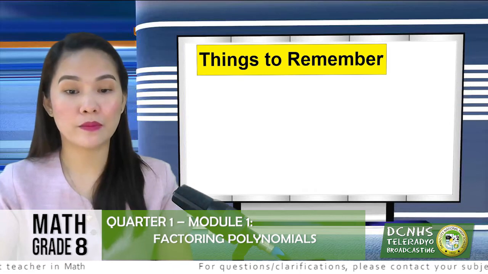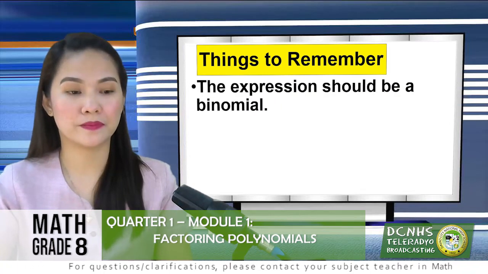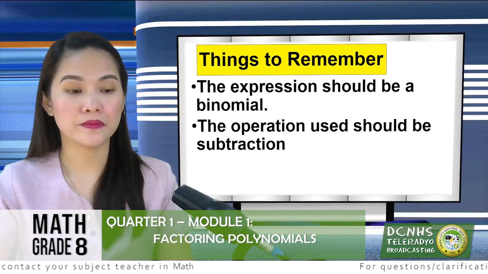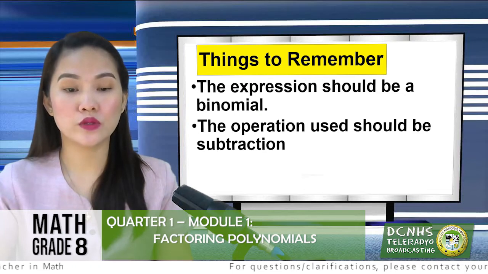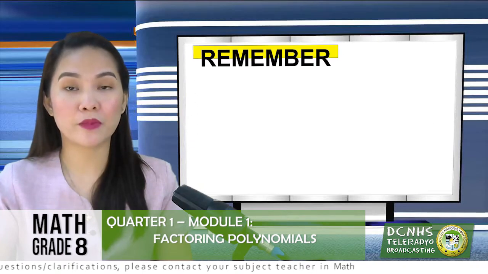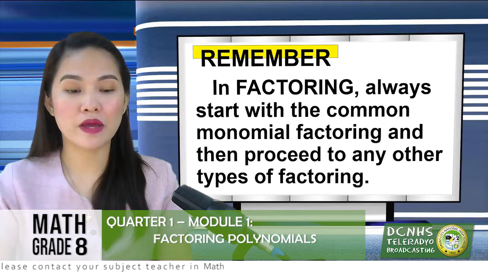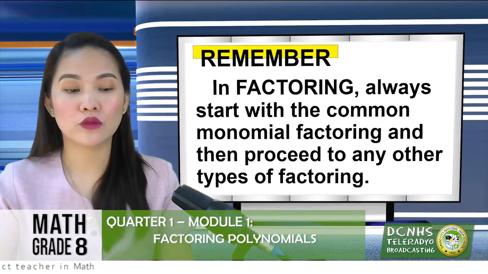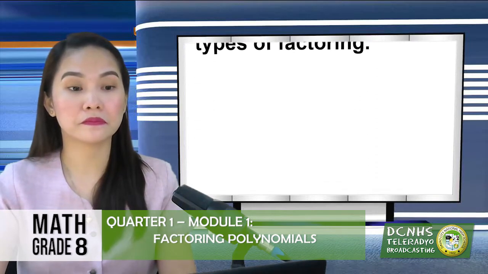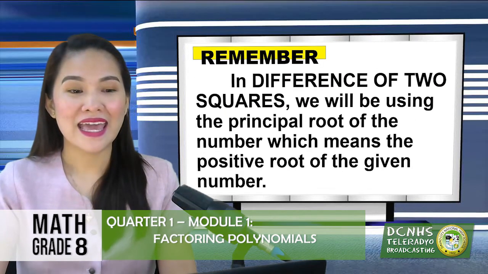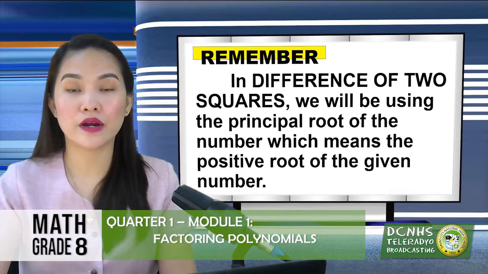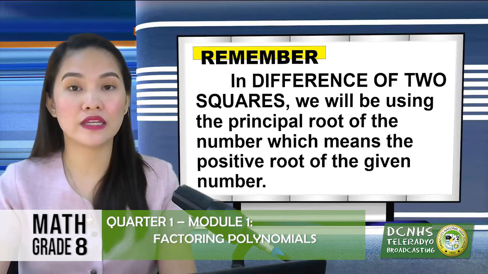These are the things to remember in factoring difference of two squares. First, the expression should be a binomial. Second, the operation used should be subtraction. And third, each term should be a perfect square. Always remember that in factoring, always start with a common monomial factoring and then proceed to any other types of factoring. And in factoring difference of two squares, we will be using the principal root of the number, which means the positive root of the given number.